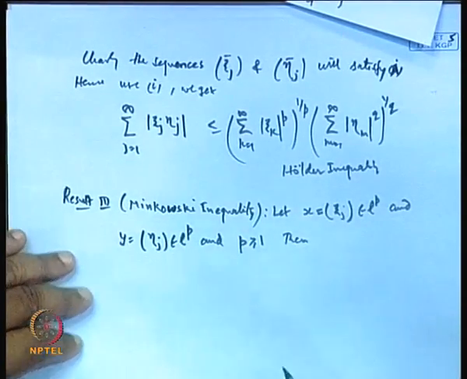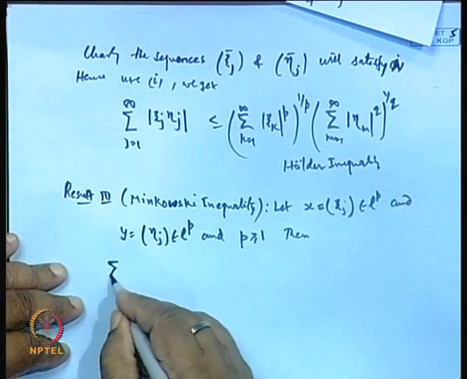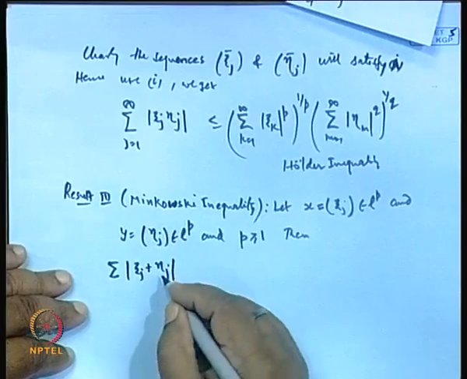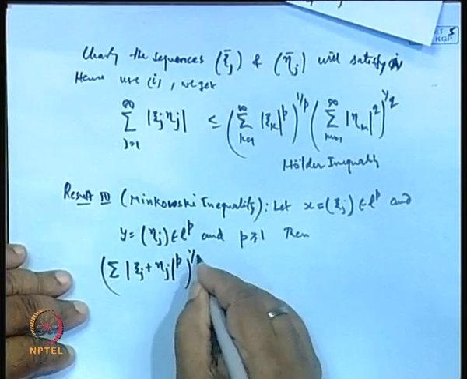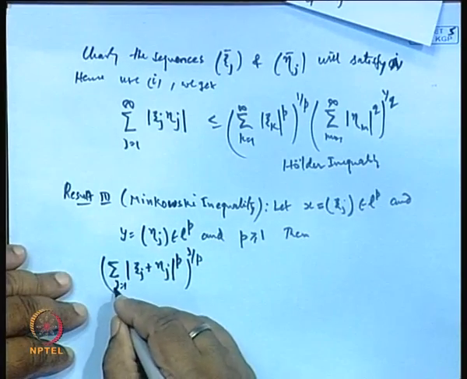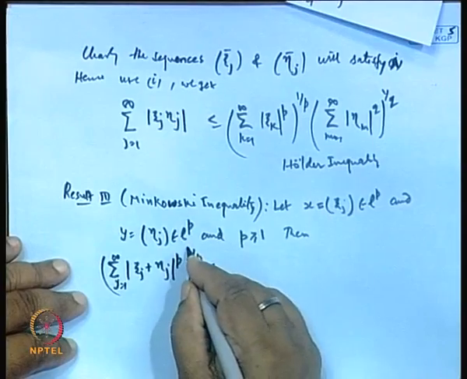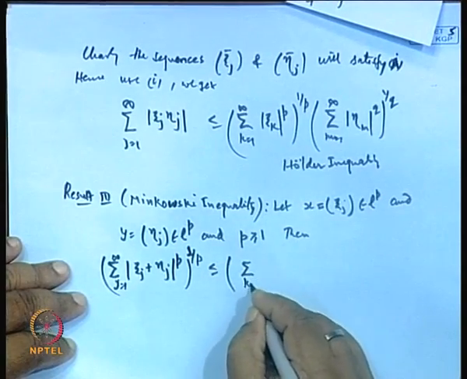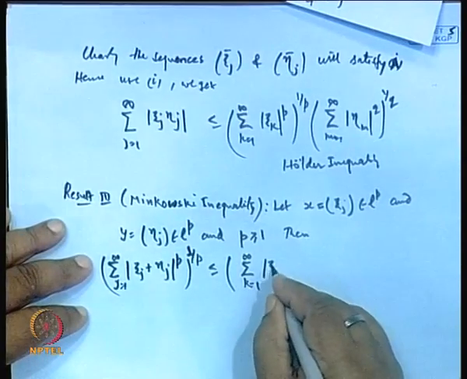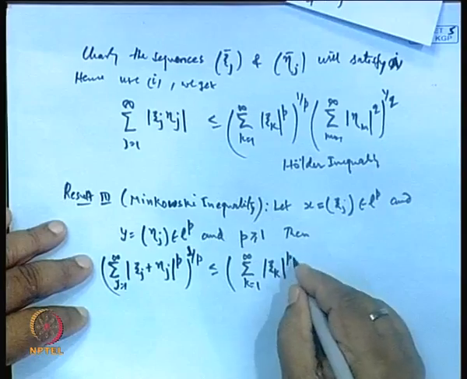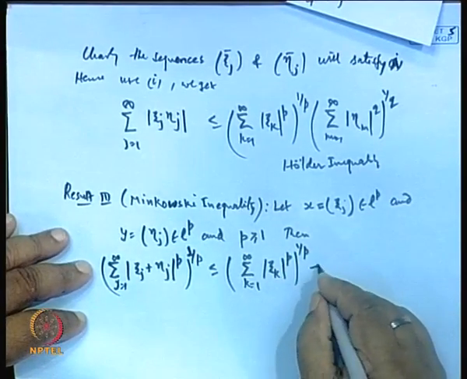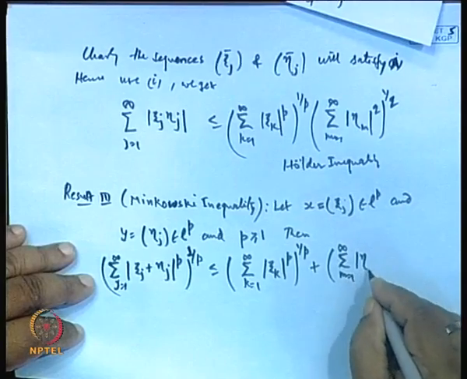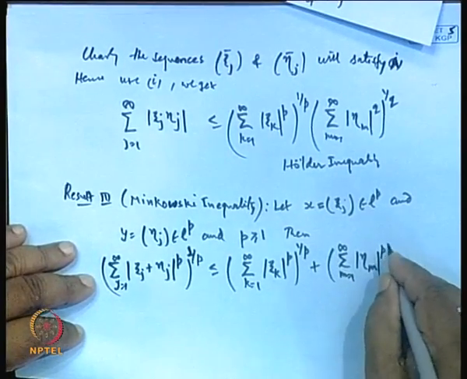Then the Minkowski inequality says that sigma of mod xi_j plus eta_j to the power p, whole to the power 1 by p, where summation is taken over j from 1 to infinity, is less than or equal to sigma k equal to 1 to infinity mod of xi_k to the power p, whole to the power 1 by p, plus sigma m is 1 to infinity mod of eta_m to the power p, whole to the power 1 by p.